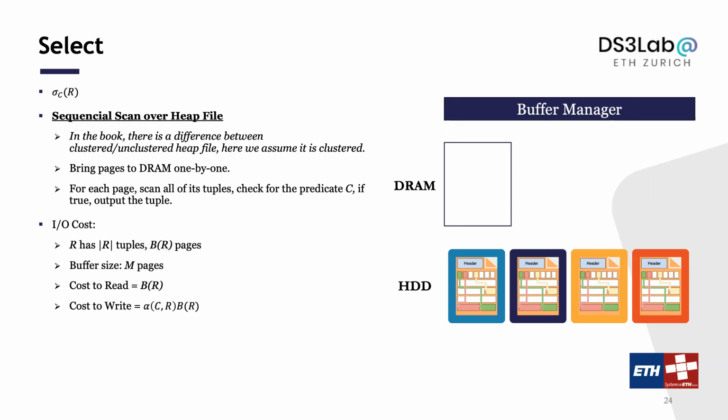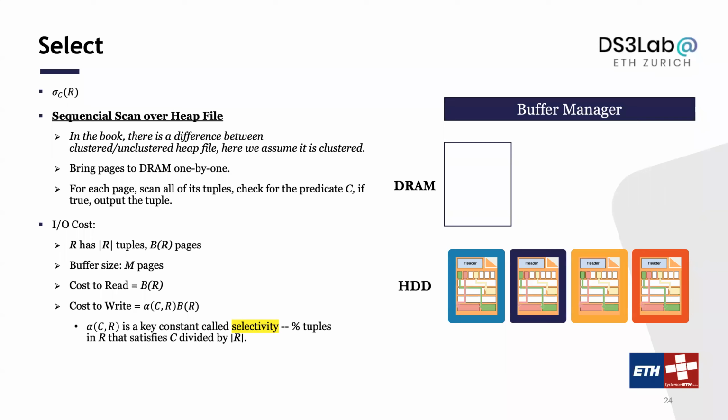How expensive is it to write down the result? Here we have a key constant called selectivity, called alpha. Alpha takes as input your predicate C and your relation R, and outputs the percentage of tuples in R that satisfy C. If alpha goes to 1, it means that every single tuple in the relation satisfies the predicate and will be in the output. If alpha equals 0, none of the tuples in the relation satisfies the predicate, so your output will be empty. Alpha is something between 0 and 1.